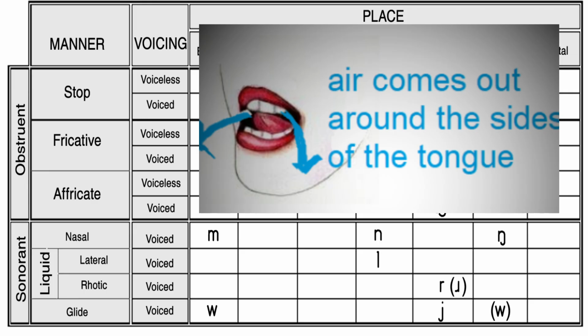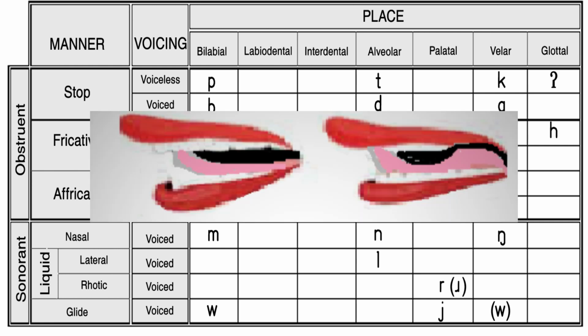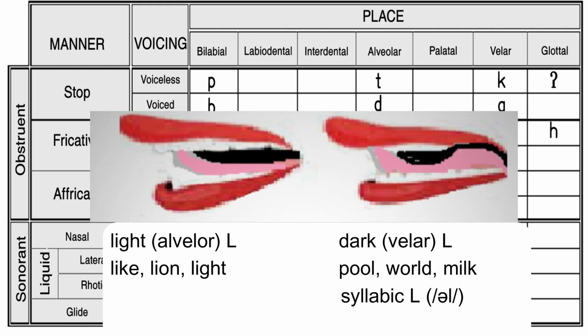English has one lateral liquid phoneme, la, but it actually has two different sounds. The alveolar lateral approximant, also called the light L, and the velarized alveolar lateral approximant, also called the dark L. For the light L, the tongue is brought near the alveolar ridge, forcing the air around the tongue toward the sides, lateral, of the mouth before being allowed to exit. The light L occurs in a syllable initial position. For example, like, lion, light.